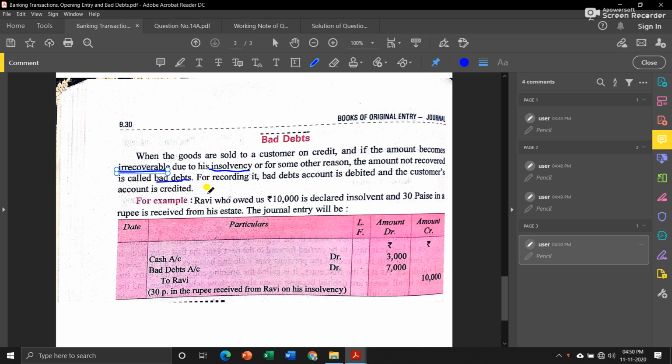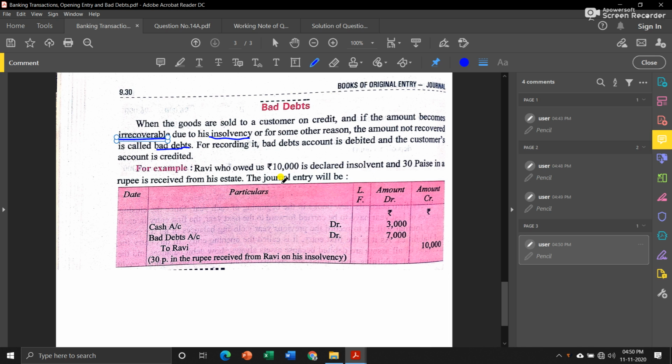Suppose we sold goods worth rupees 2 lakh to him, and when the time of payment came, he has only rupees 1 lakh. The remaining money that we are not going to recover from him will be known as bad debts. For that also we will record a journal entry. How will the cash account be debited?